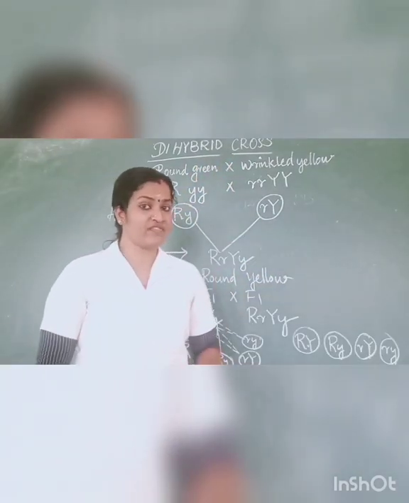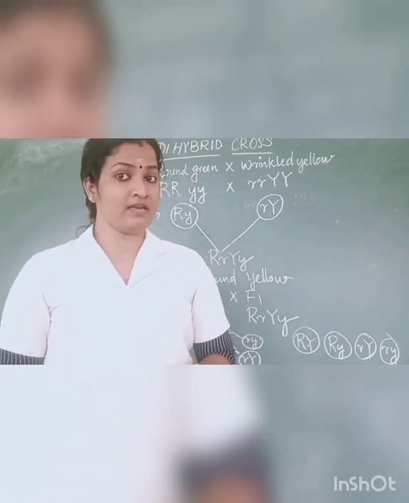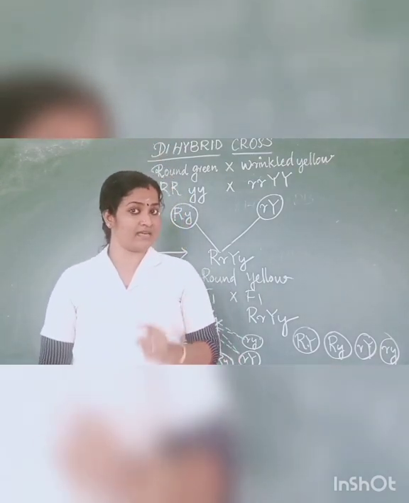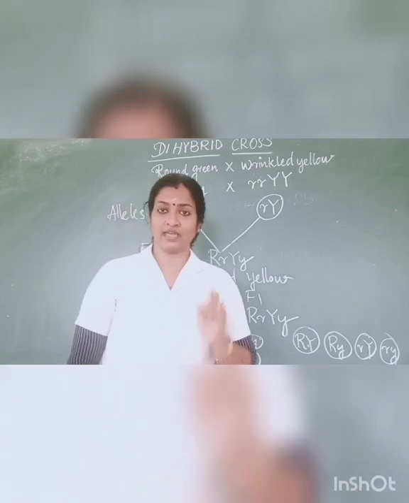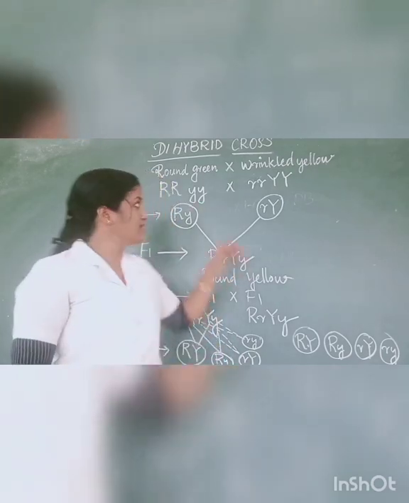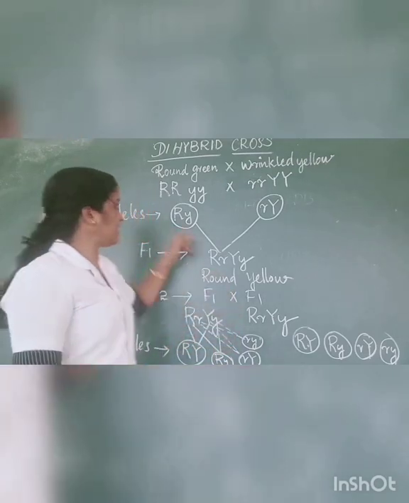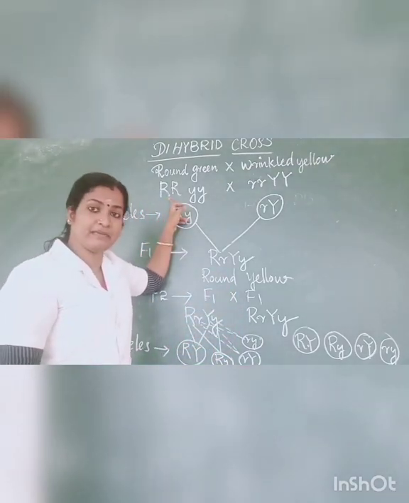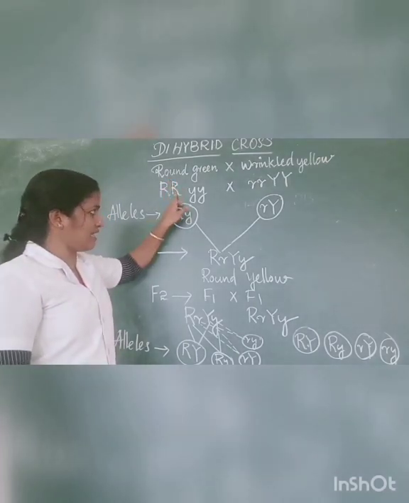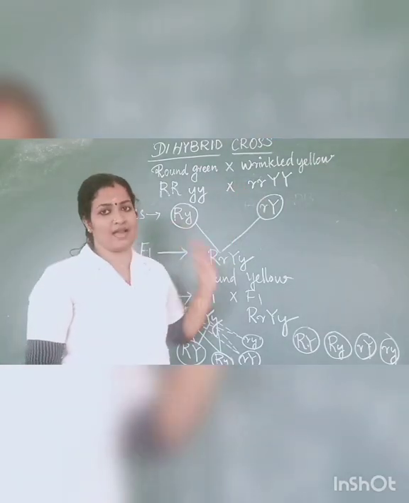Among the pair of characters, one is dominant and one is recessive. We will always represent dominant alleles in capital letters. So here, among the round and wrinkled shaped seeds, round shape is dominant over the wrinkled one. So he represented the round shape with capital R, because it is dominant. The recessive one, wrinkled, is small r.